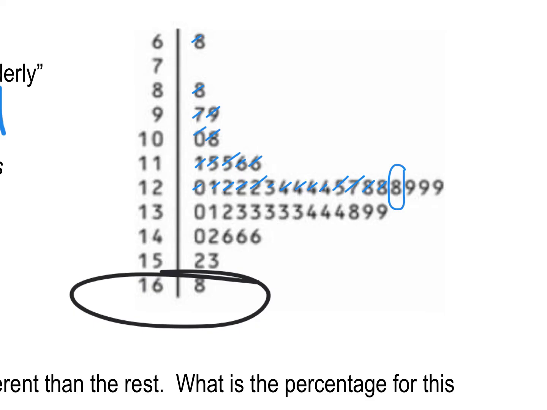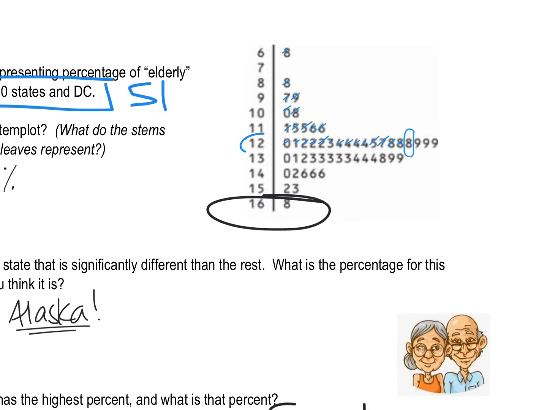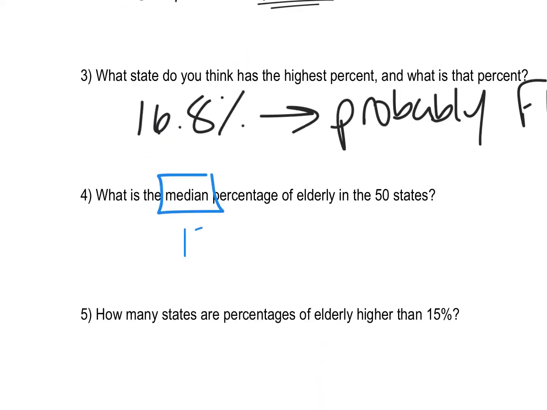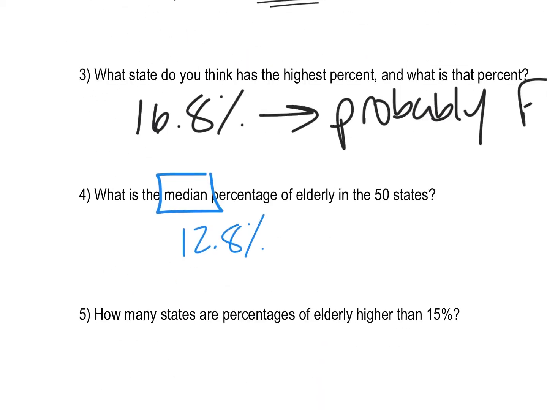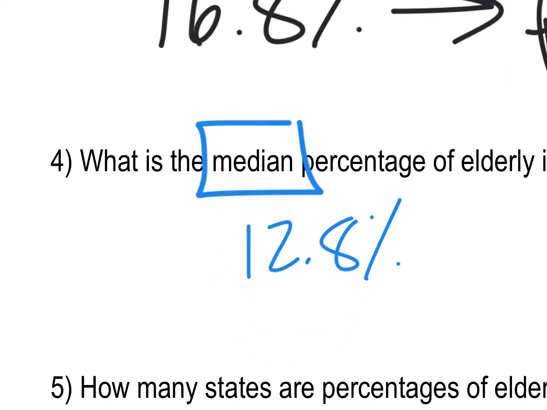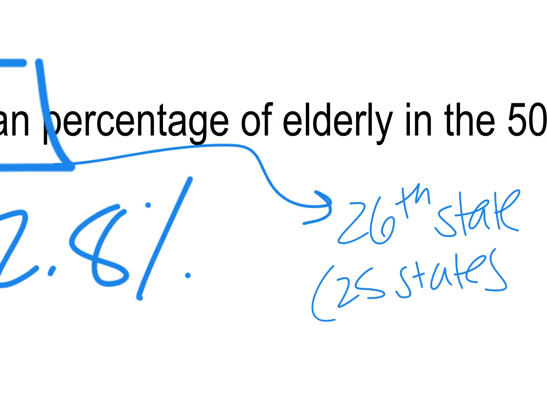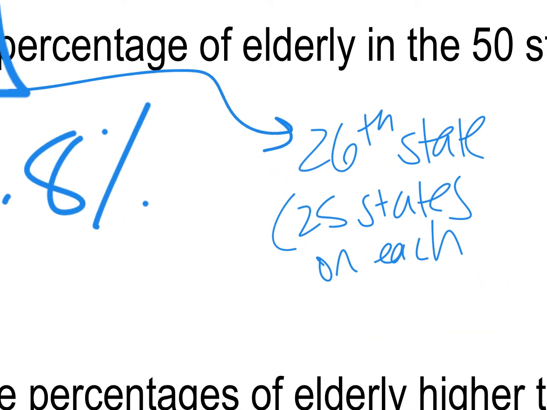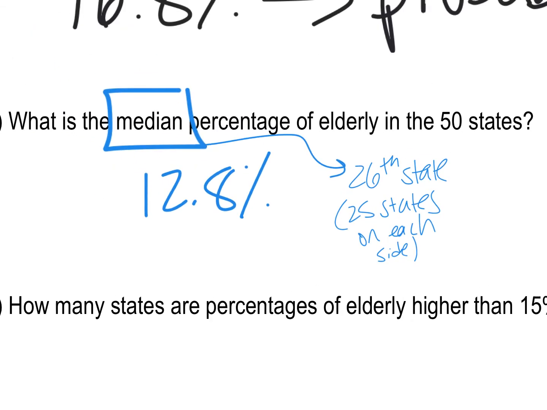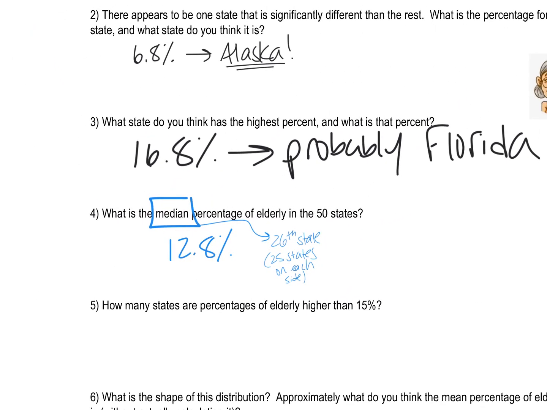So I could have also counted 25 down. So remember, if there are 51 numbers in your data set, that means that there is a middle number. There's a middle number with 25 on each side. So just count to the 25th one, and that percentage happens to be 12.8%. I have no idea what state that corresponds to, but the median happens to be the 26th state. And that's because there's 25 states on each side, meaning like up and down. So I counted up 25 states. This 26th one happened to be my median.